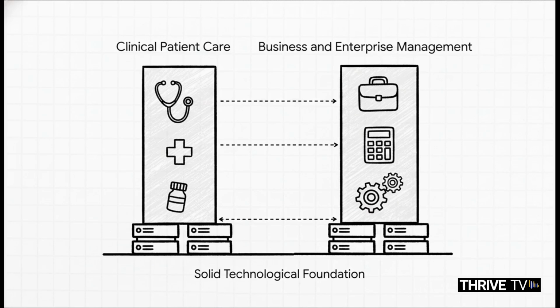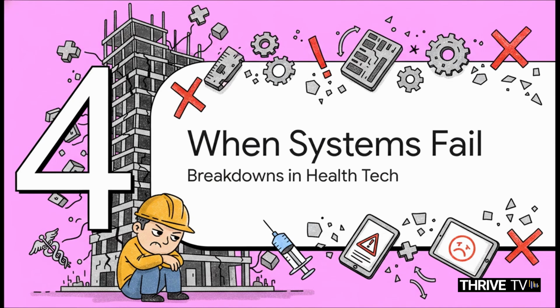The ERP handles the general ledger, supply chain management, human resources, and payroll. Both are absolutely critical. They just serve entirely different purposes within the organization. So, what happens when it all goes wrong?